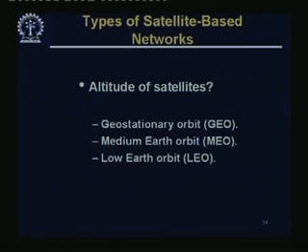And what about the altitude of the satellite, how far are they from the earth? As I mentioned earlier, this has significant implication in terms of the time it takes for the signal to travel. So, satellites are usually classed into three different classes: geostationary orbit satellites, GEOs, medium earth orbit satellites, MEOs, and low earth orbit satellites, LEOs. Out of all these, GEO is the most common one.